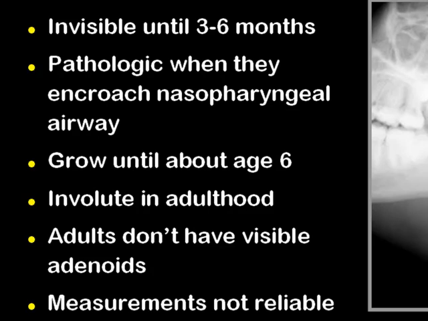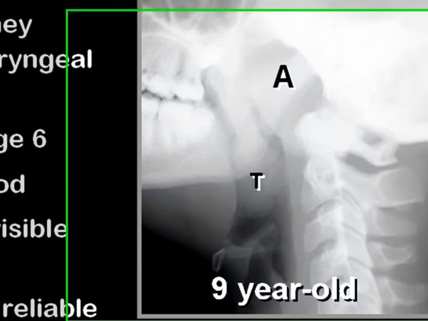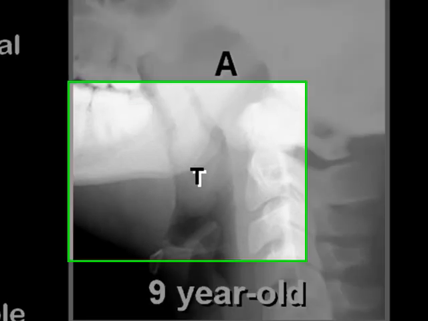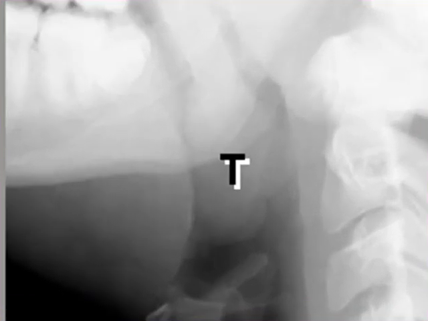Measurements in general are not reliable. The most reliable indicator of enlarged adenoids is whether they impinge on the nasopharyngeal airway. In this case, the adenoids are enlarged, the nasopharyngeal airway is narrowed, and in fact, the tonsils are also enlarged.